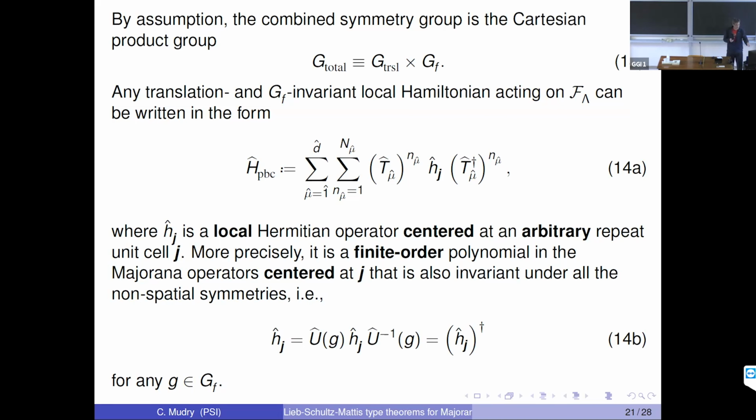And so I can choose any j, and then I just can translate with my generators of my polycyclic translation group. And by construction, this Hamiltonian has a translation symmetry on the torus. But if I demand equation 14b, namely that hj is the same as hj after conjugation by the global symmetry group U of j for all j's, then I have a symmetric Hamiltonian under G total.